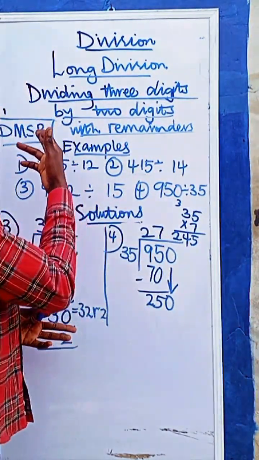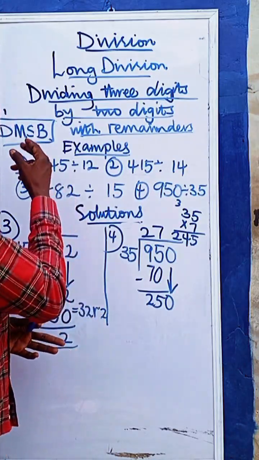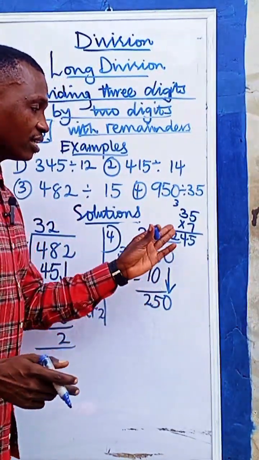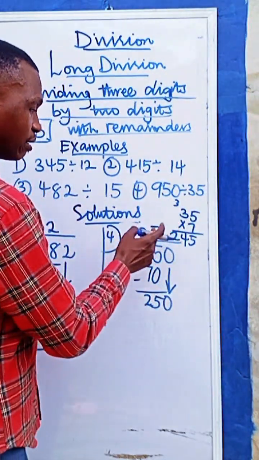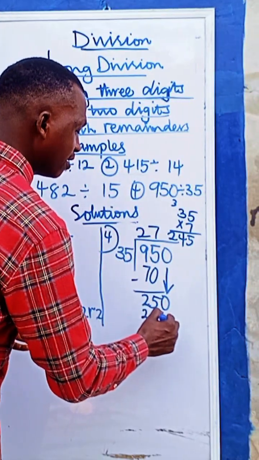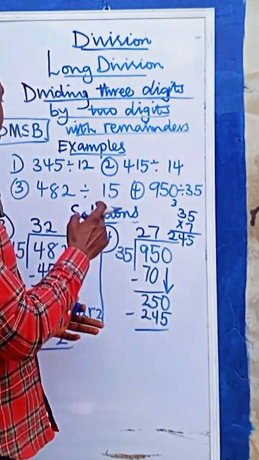So the next thing to do is to go for my multiplication. So I'll say 35 times 7, that has been sorted out here. So 35 times 7 will give me 245. The next step is what?